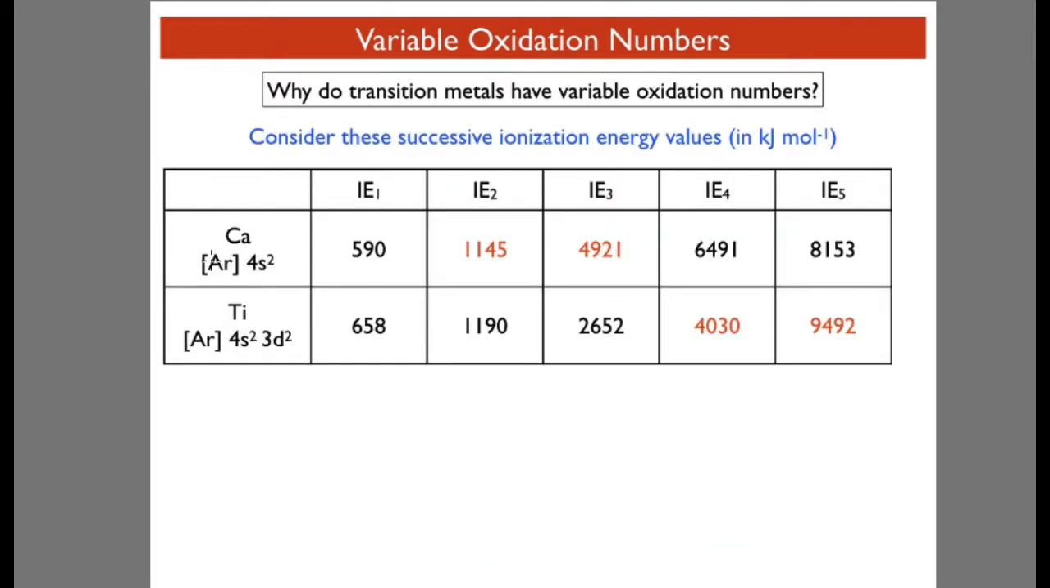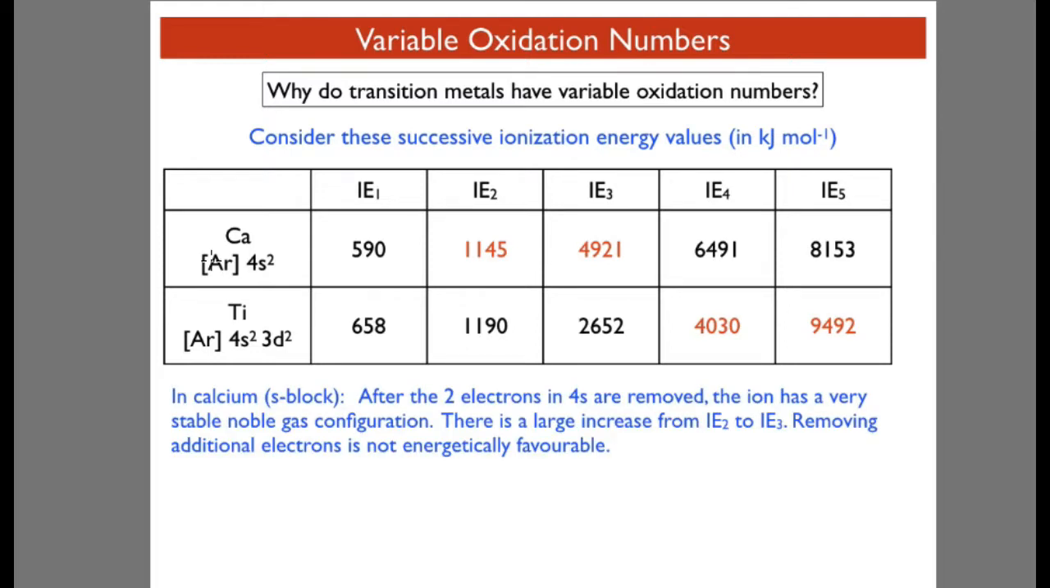So why do transition metals have variable oxidation numbers? Let's consider these successive ionization energy values in kilojoules per mole. Calcium is in the S block. After the 2 electrons in 4s are removed, the ion has a very stable noble gas configuration. There's a large increase from ionization energy level 2 to ionization energy level 3, so removing additional electrons is not energetically favorable.